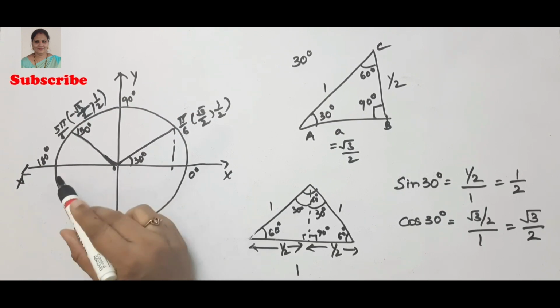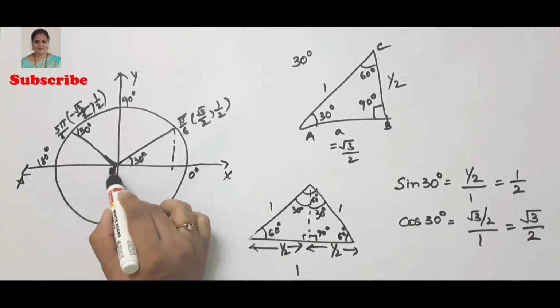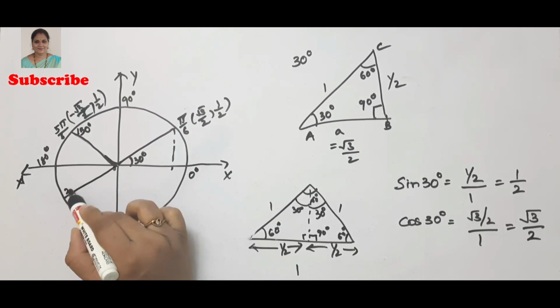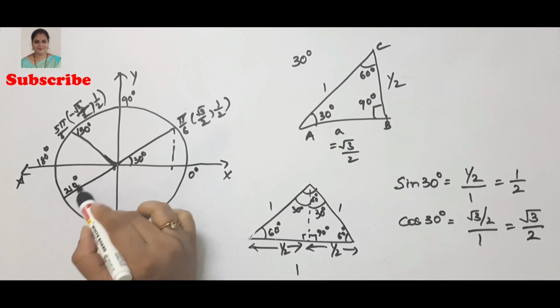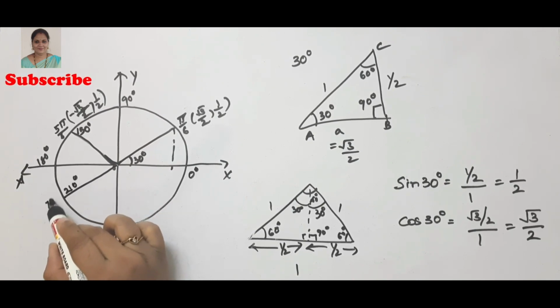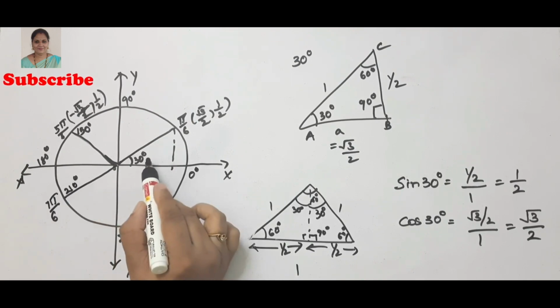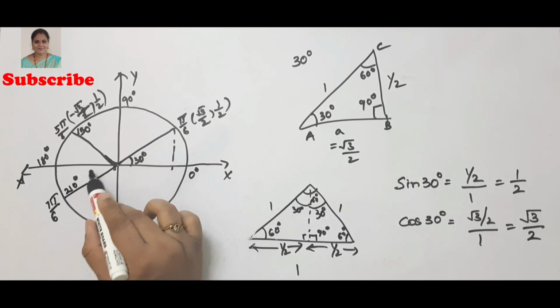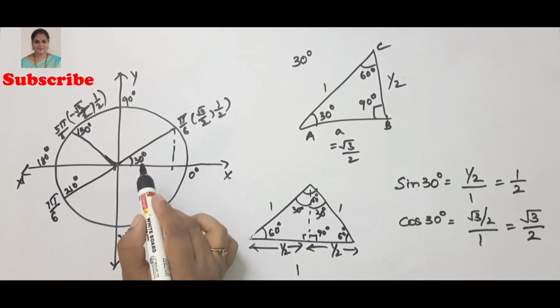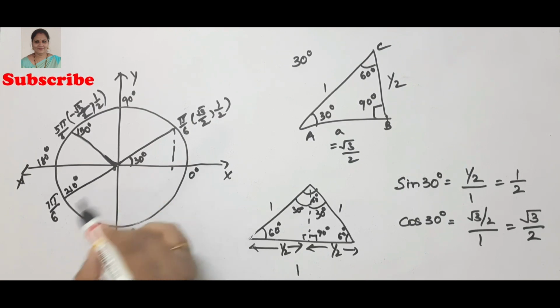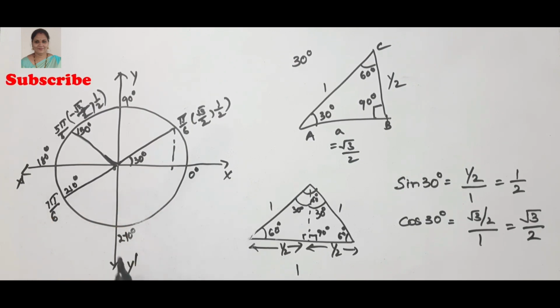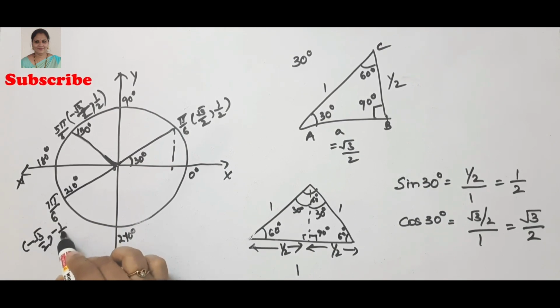Similarly, if you calculate at 180 plus 30 degrees, at 210 degrees, which we can write in pi radians as 7 pi by 6. If we calculate as we did for 30 degrees, in the same way at 210 degrees, you will get the same values, only there will be a change in the signs. Here x is negative, y is negative. So the values here will be minus root 3 by 2, minus 1 by 2.